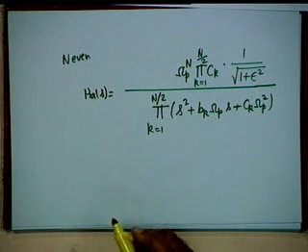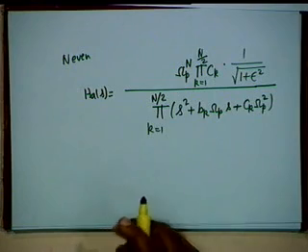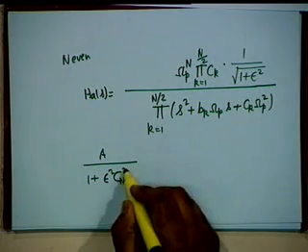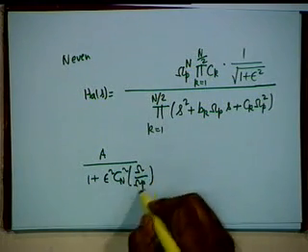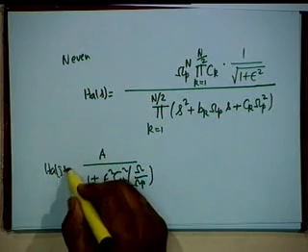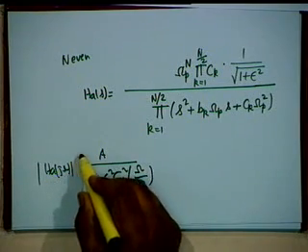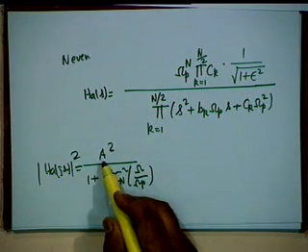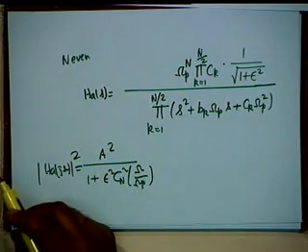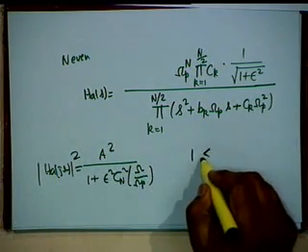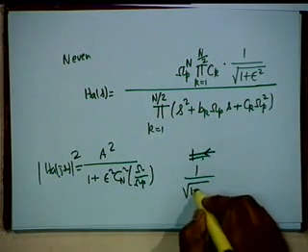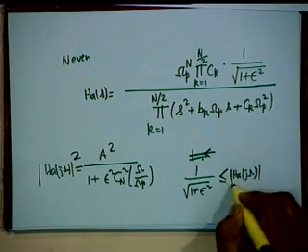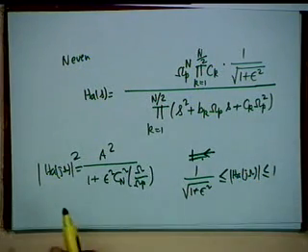Factor A was taken as 1, the maximum value. You see, we wrote capital A divided by 1 plus epsilon squared C_n squared omega by omega_p, for the magnitude squared of H_a(j omega). We had taken capital A as 1 because we wanted the maximum value to be 1. Okay. 1 by square root of 1 plus epsilon squared is less than or equal to the magnitude of H_a(j omega), which is less than or equal to 1. So, capital A is 1.